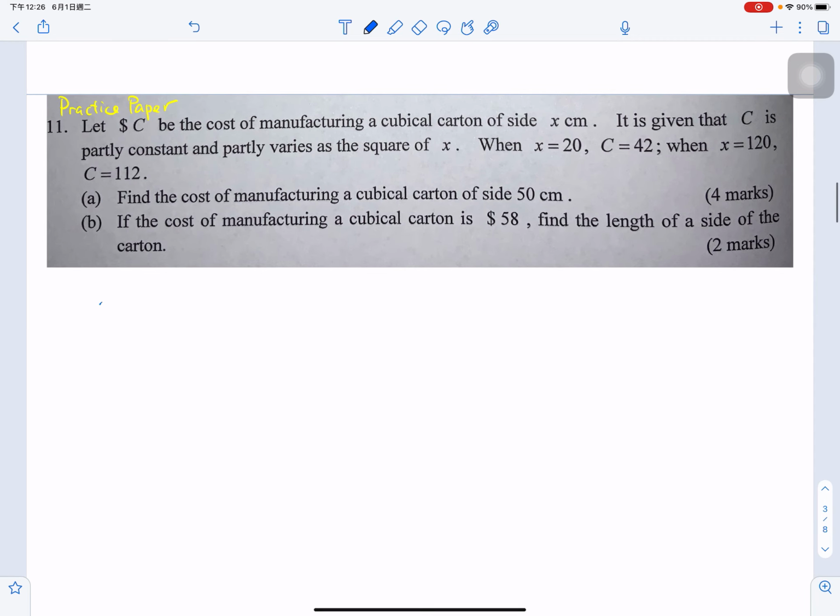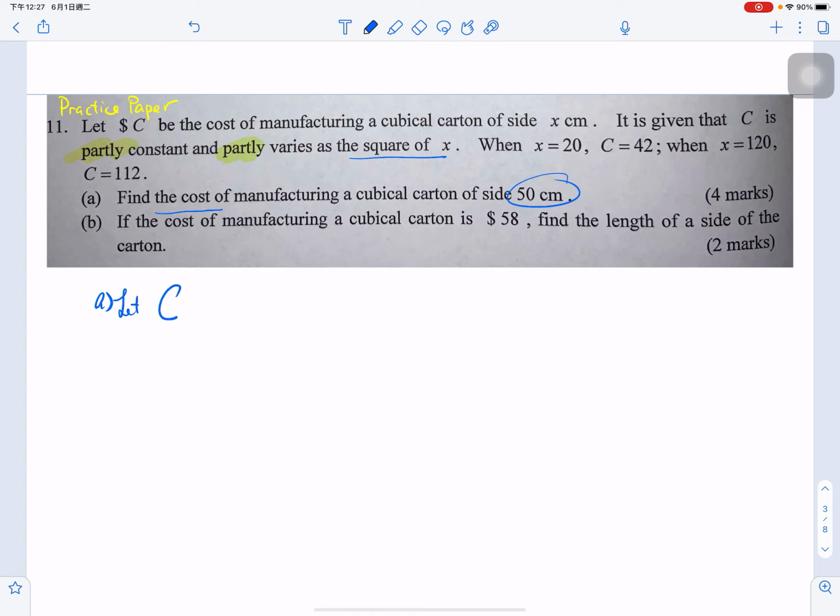For example here, part A. Now let's see. Let C be the cost of manufacturing a cubical carton of size x cm. It's given that C is partly constant and partly varies as the square of x. So write correctly. When x equals 20, C equals 42. When x equals 120, C equals 112. Find the cost of manufacturing a cubical carton of size 50 cm. So write down the relation first.